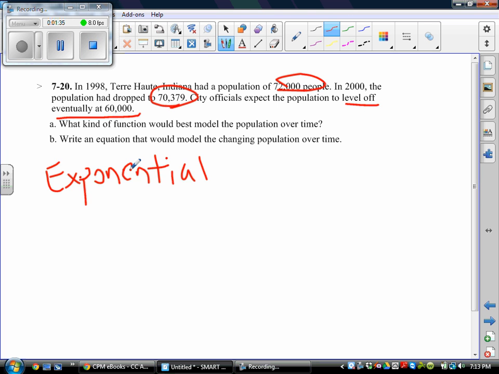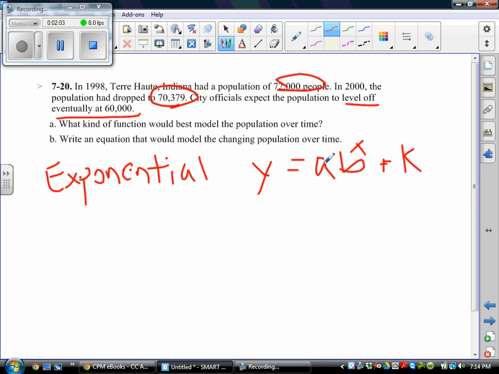So it's going to be exponential, so that formula is y equals a times b to the x power. Now in this case we have an asymptote, so we're going to write in plus k. The book previously called it c, but we've been talking about k when we talk about translations, so that's a vertical shift, up is the k. It says write an equation that would model the changing population over time. We're going to plug in the values that we know.